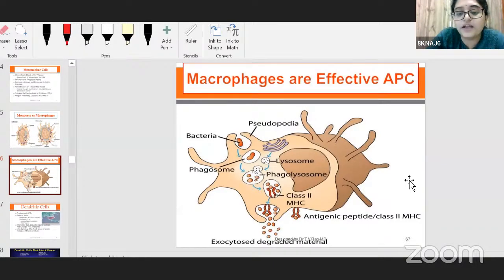secrete TNF alpha, which is a cytokine. There are three different kinds of tumor necrosis factors, alpha, beta, and gamma. Anyway, TNF alpha is secreted by these monocytes.